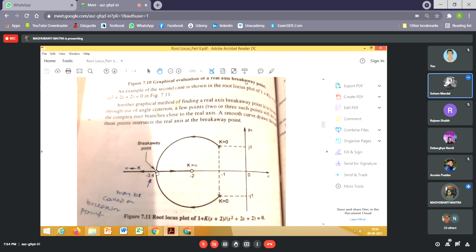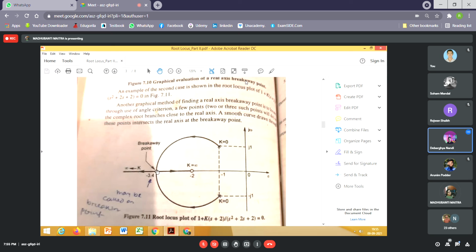To be more precise, this point is called a break-in point. Though it's written over breakaway point, often when two complex conjugate root branches meet on the real axis and after that they form two real root branches, that particular point is called a break-in point. So this is one break-in point.